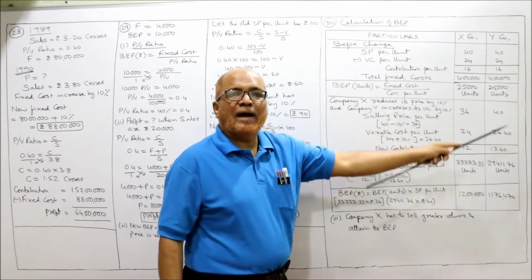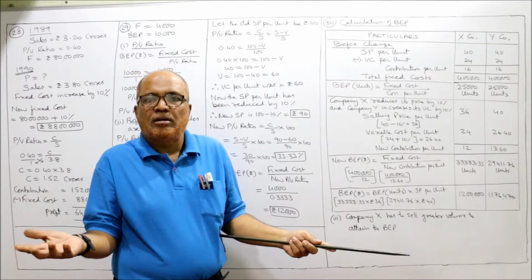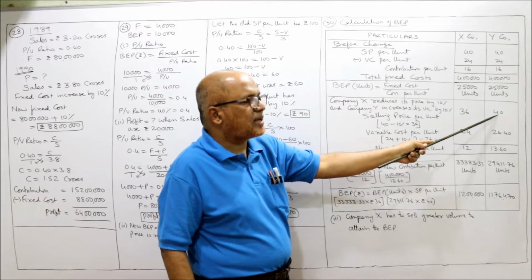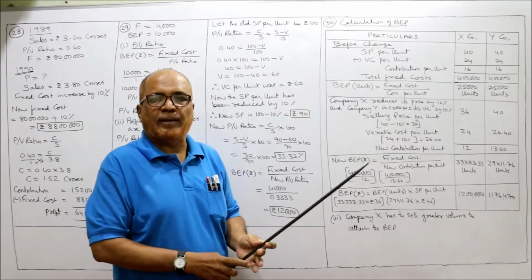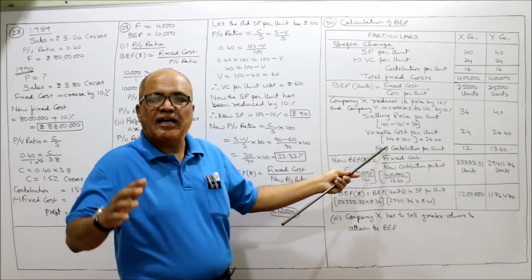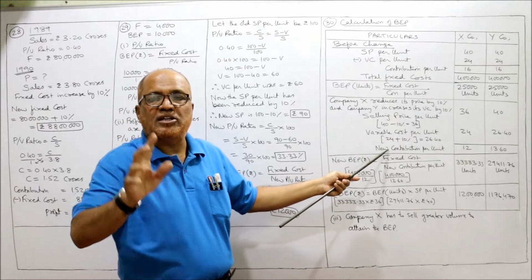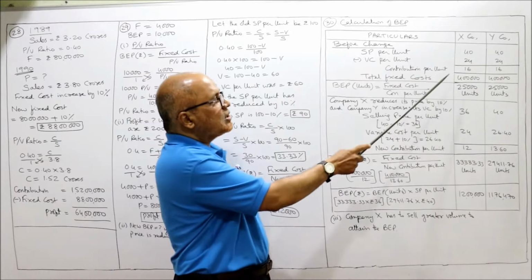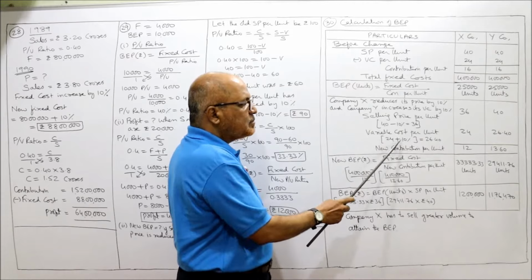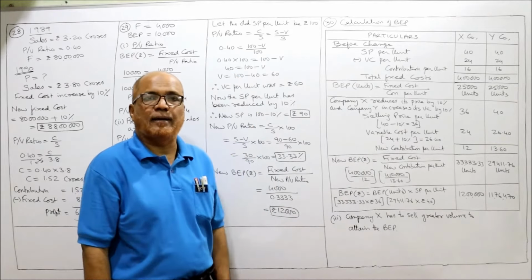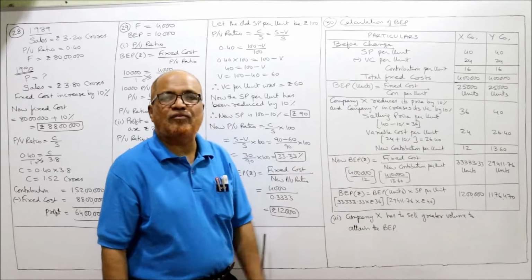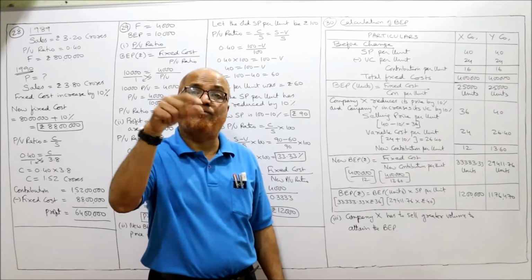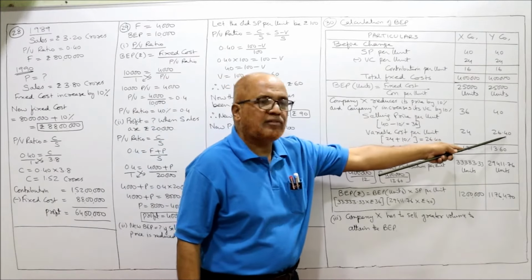Y company selling price has not changed. What was the old selling price? 40. The new selling price also 40. No change. Now company Y increases its variable cost by 10%. What was the old variable cost? 24 rupees. तो 24 rupees में 10% increase कर देंगे, बढ़ा देंगे, तो it will become 26.40. तो 26.40 is the variable cost per unit of company Y.